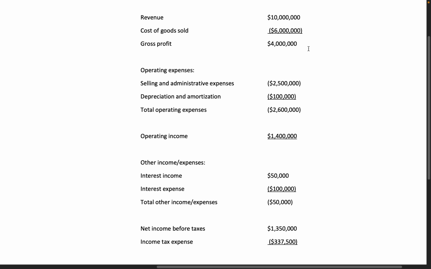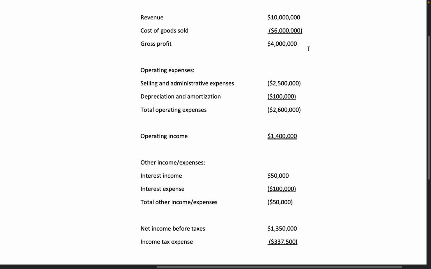So we can see that the company itself seems to have a pretty healthy operating income. Now, the company's capital structure, therefore, also needs to be brought into consideration. So you can imagine an all equity finance company would have a net income equivalent to their operating income of 1.4 million.